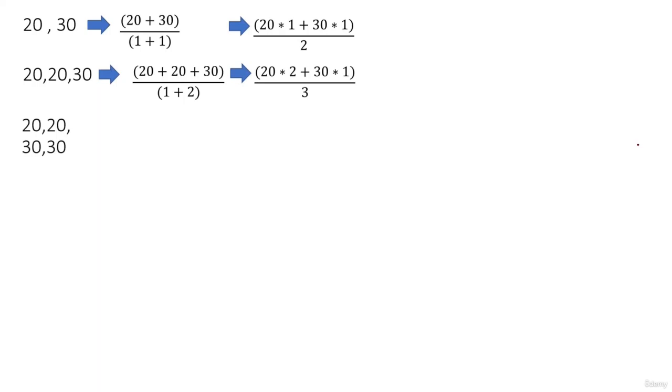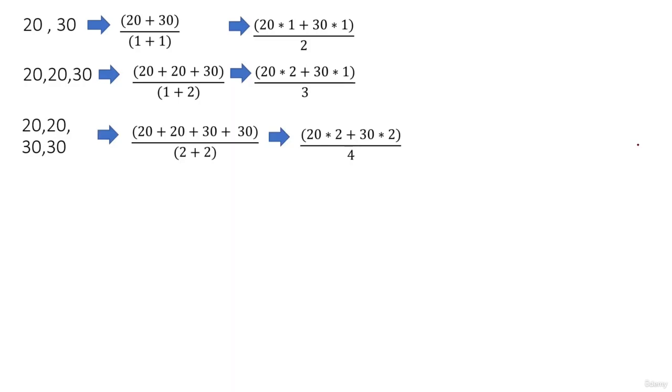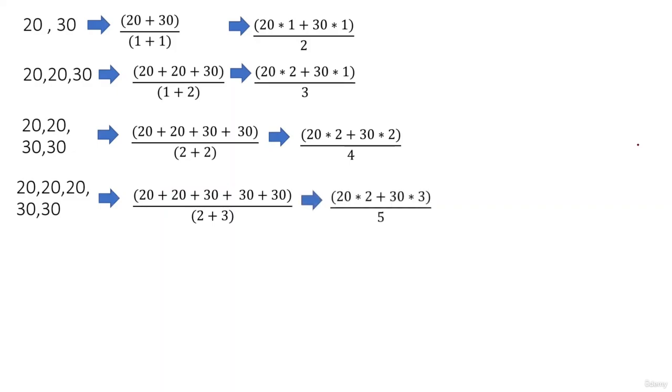Now suppose there are 4 people, 2 with 20 and 2 with 30. The total will be how much? 20, 20, 30, 30, and there are 4 people, so divide by 4. So it's basically 20 into 2 plus 30 into 2, divided by 2 plus 2, which is 4. Right? Same way, if there are 3 people with 20 and 2 people with 30, then what will our average be? 20 into 3 plus 30 into 2, divided by 5.